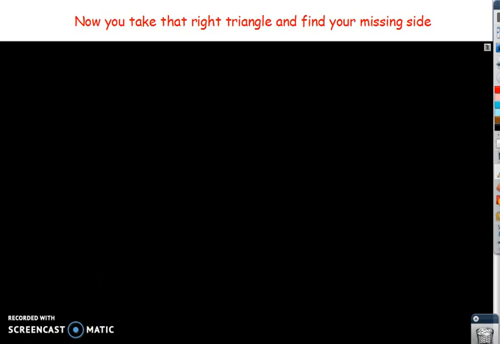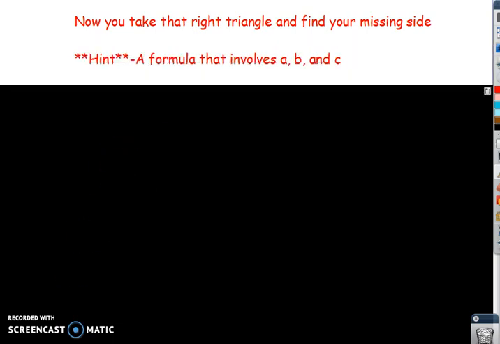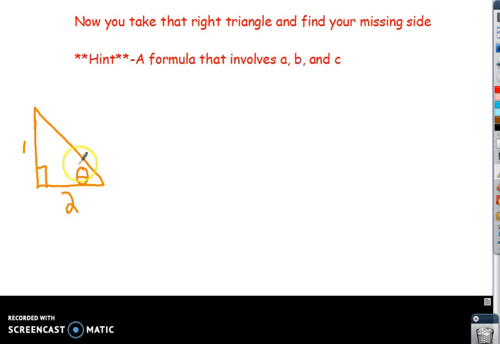So, now that I have a right triangle, find your missing side. How do I do that given a right triangle? How do I find missing sides? Hint, a formula that involves A, B, and C. A, B, C, it's easy as 1, 2. This isn't going to be 3, unfortunately. We're going to use the good old-fashioned Pythagorean theorem. For those that forget, Pythagoras would be really upset. I mean, it doesn't matter right now. He's dead. But he'd be upset if he were alive.